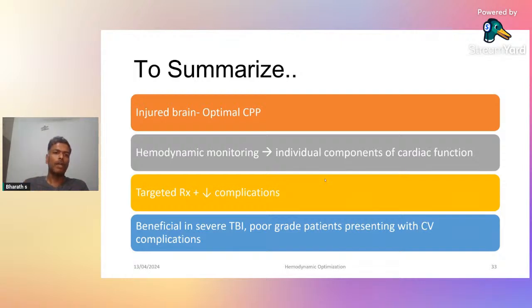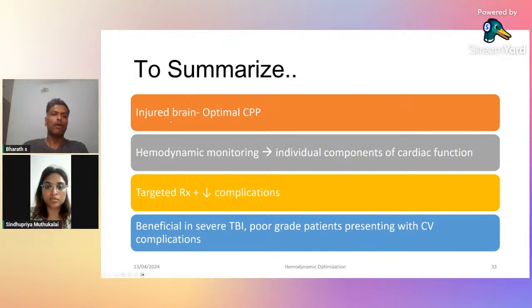As of now, looking at both blood pressure and cardiac index would make more sense than looking at only one of them, and changing the targets according to the patient status to reduce complications. The best patients in whom this would be useful are severe traumatic brain injury in the initial phase, poor grade SAH patients presenting at the stage of vasospasm or early brain injury, or any patient with cardiovascular complications. In these patients, it is very essential to think about using multiple hemodynamic monitors in order to get a better idea.